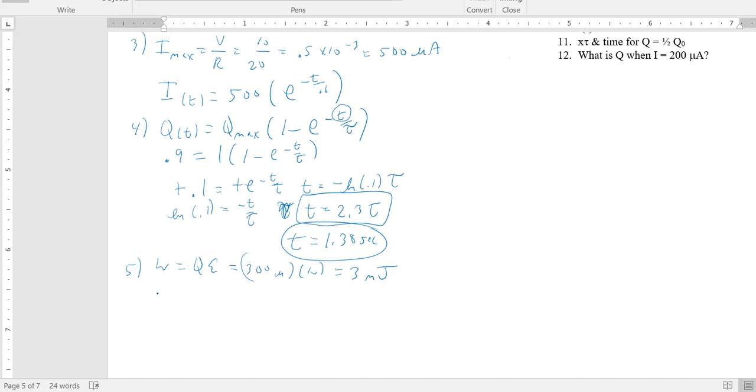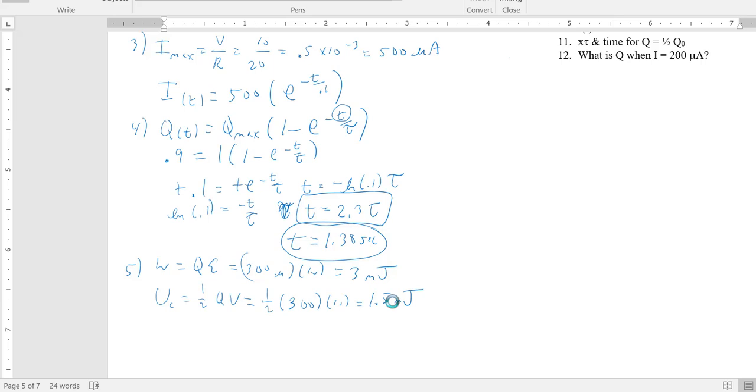The other part of this is that it says what's the energy stored in the capacitor. So the potential energy of a capacitor is 1/2 QV. Now when the capacitor is fully charged, the Q is 300 micro and the V is 10, and you would get 1.5 millijoules. You're going to get half the answer you got in the first part of this.